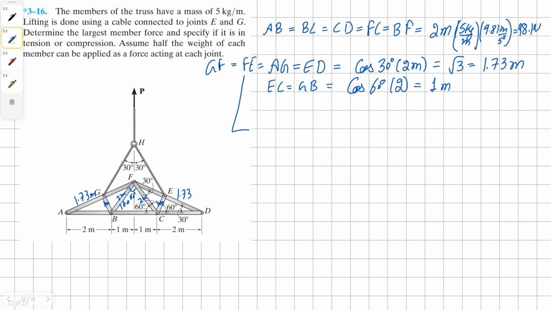We're going to do the same for AG. It's going to be 1.73 meters times 5 kilograms per meter times 9.81 meters per second squared. Solving this, we get our solution as 84.96 Newton. And finally, for members EC and GB, it's going to be 5 times 9.81. Solving this, we get 49.05 Newton.